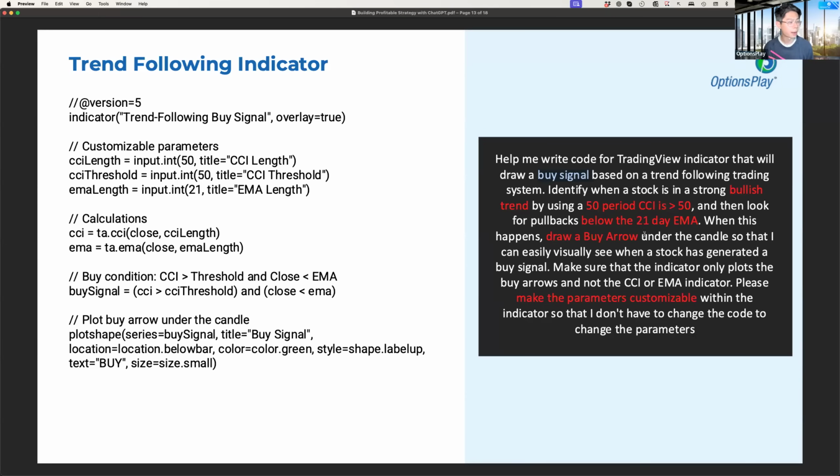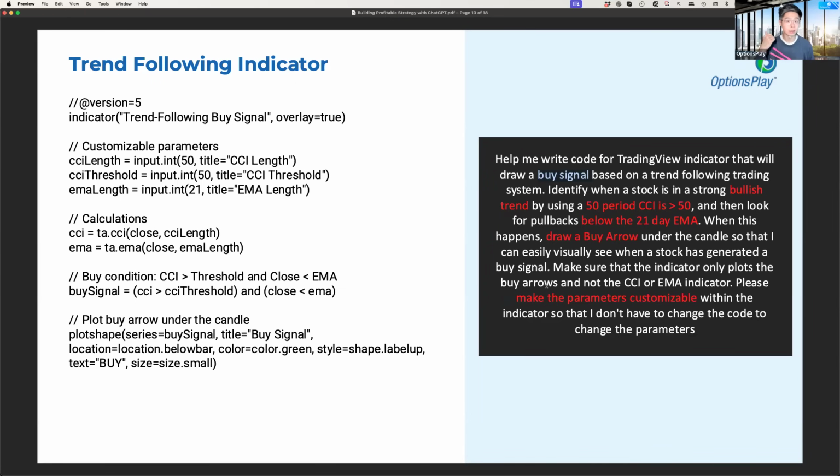When this happens, draw a buy arrow underneath the candle so that I can easily visualize and see when a stock has generated a buy signal. Make sure that the indicator only plots the buy arrows and not the two indicators, the CCI and the EMA. Please make the parameters customizable within the indicator so I don't have to change any code in order to optimize and test out different parameters, right?